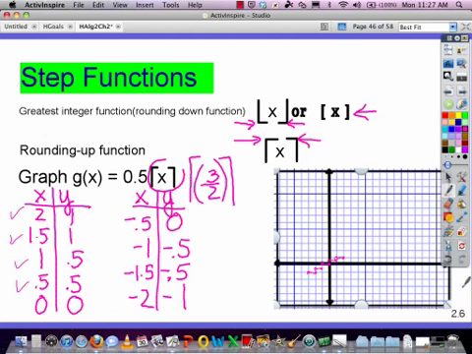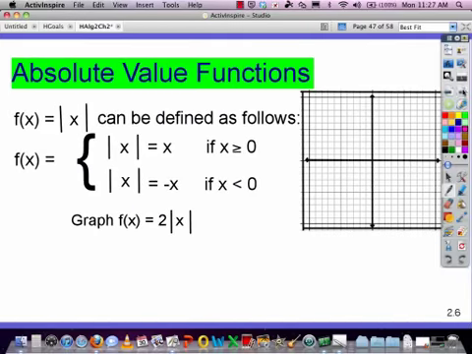All right, bring any more questions you have about graphing, rounding down or rounding up functions, which we did here, to class, and we'll discuss intervals is the key. Absolute value functions are the third and final one.